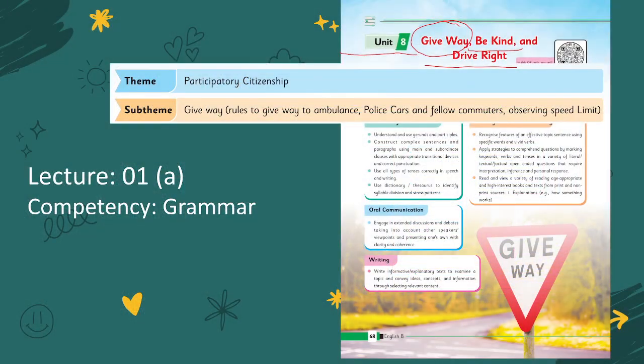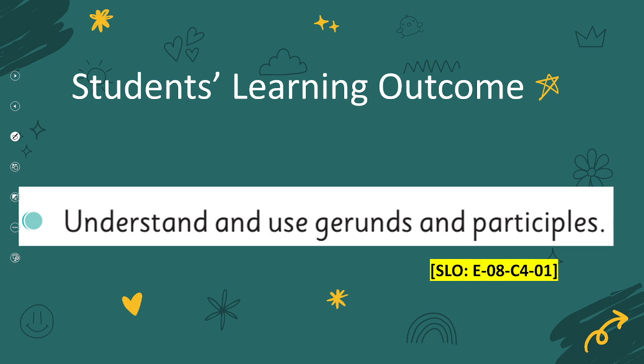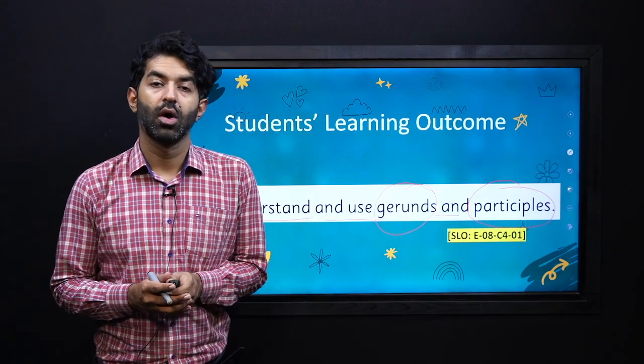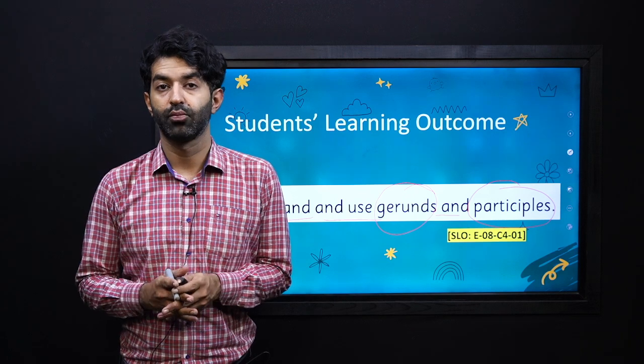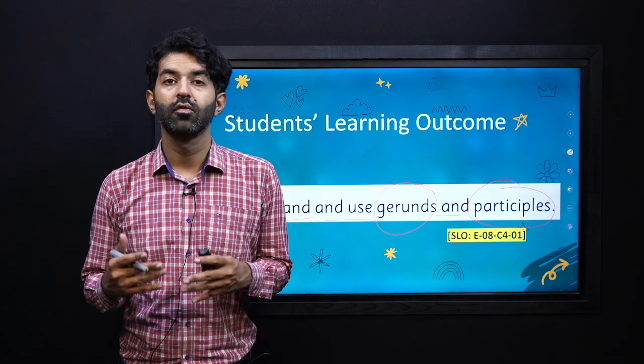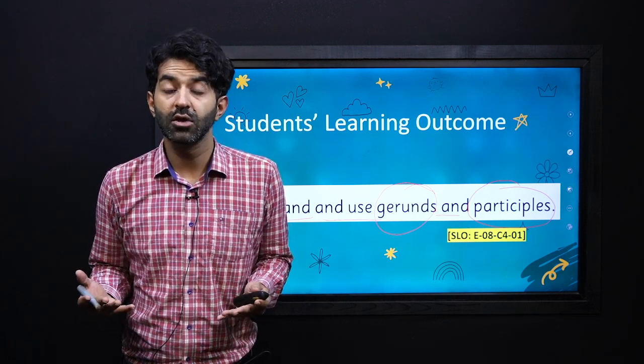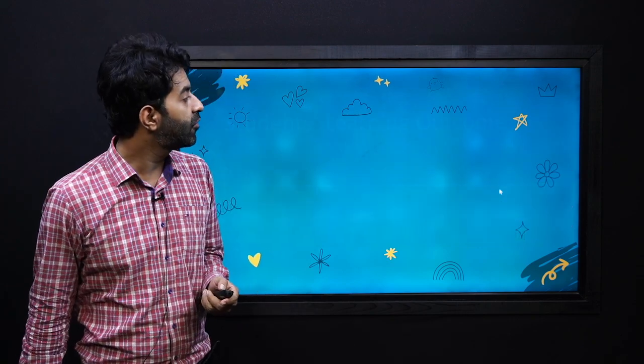We will talk about grammar, and the learning outcome is to understand and use gerunds and participles. Now, we will talk about what is a gerund and what is a participle and how we can understand them using different examples. Now, let's move forward.